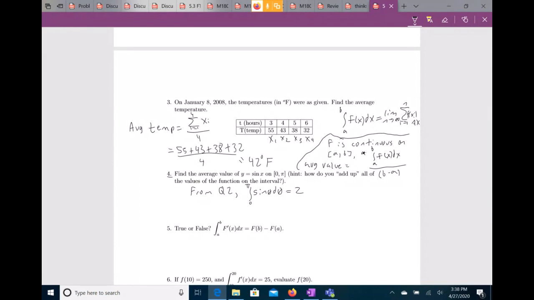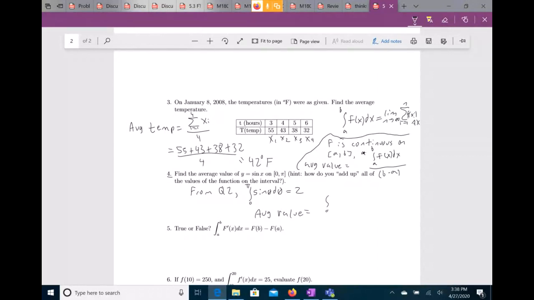All right, so if I want to find the average value of the function sine x on the interval from 0 to pi, how do I add up all the values? I do that by integrating, right? So I integrate 0 to pi of sine theta d theta to get 2, and then the average value will be this integral. And I'm trying to divide by, quote unquote, the number of values that I averaged over, which we take to be the length of the interval. The interval goes from 0 to pi, and I get 2 over pi as my answer.